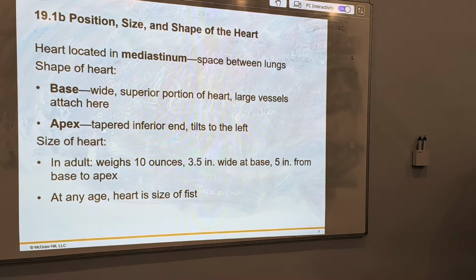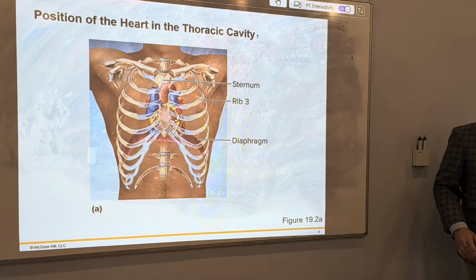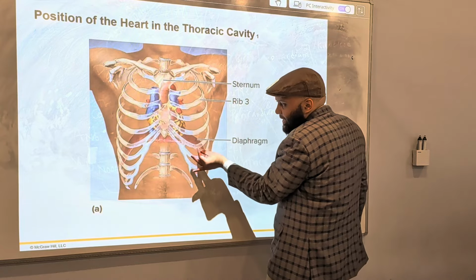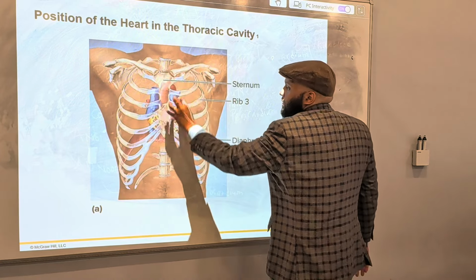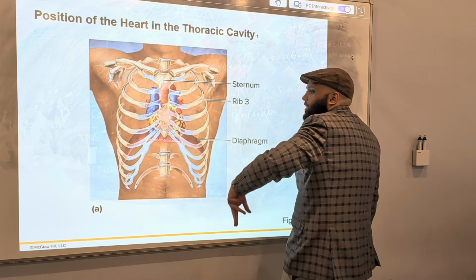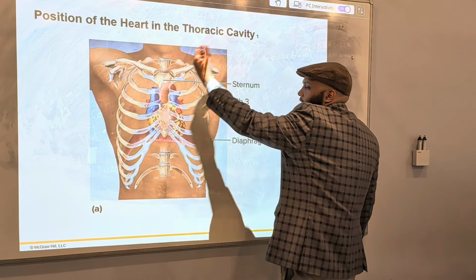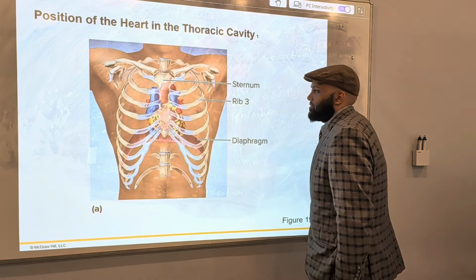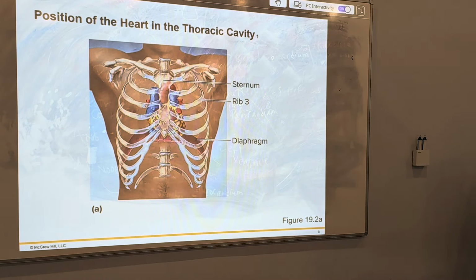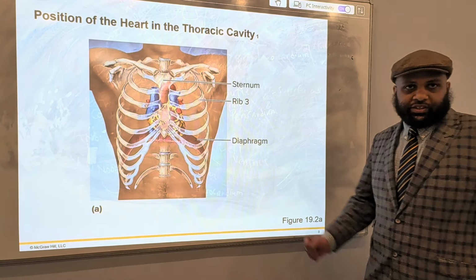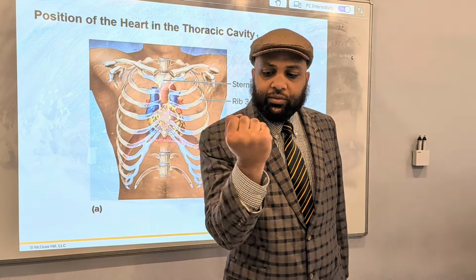Now let us look at, so that's the heart. You see, the point is at the bottom and the base is at the top, and all the vessels, deoxygenated, oxygenated, pulmonary circuit, systemic circuit, are always on the base. Your heart is usually the size of your fist. The size of your fist.